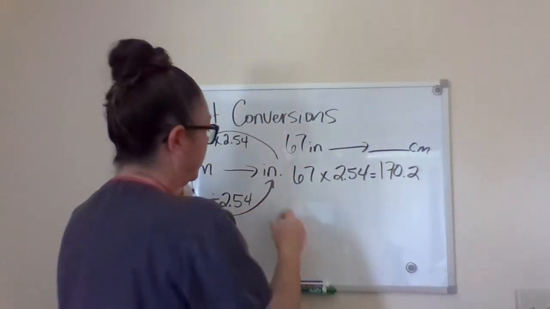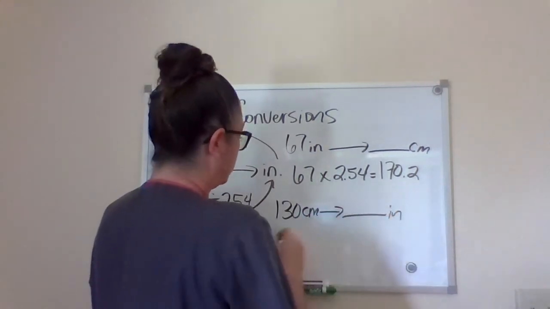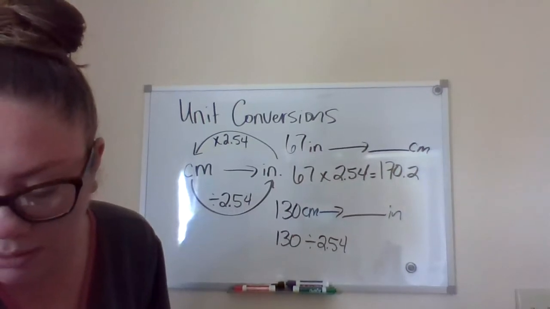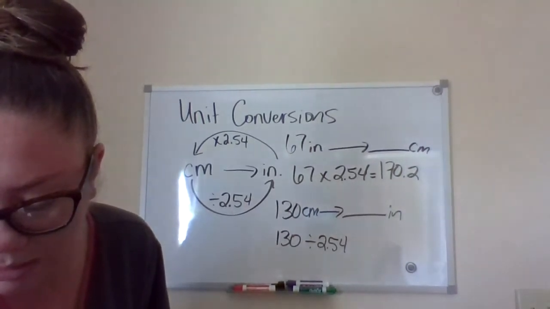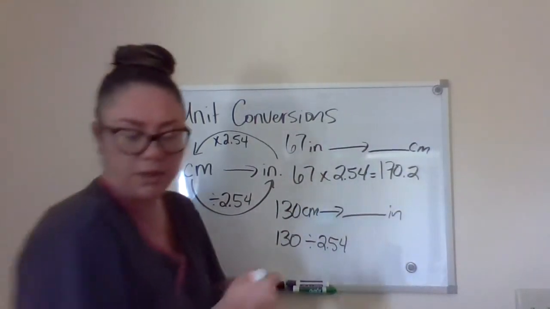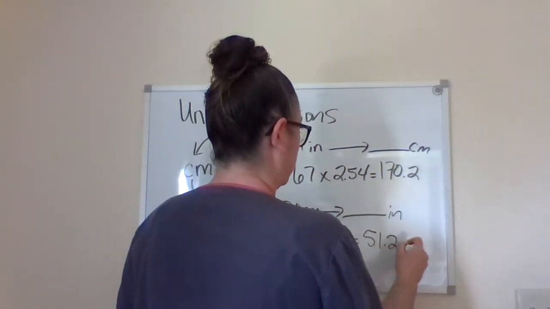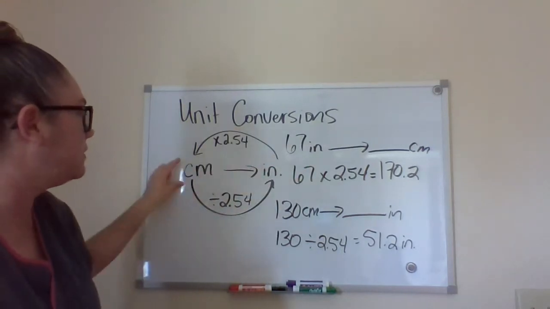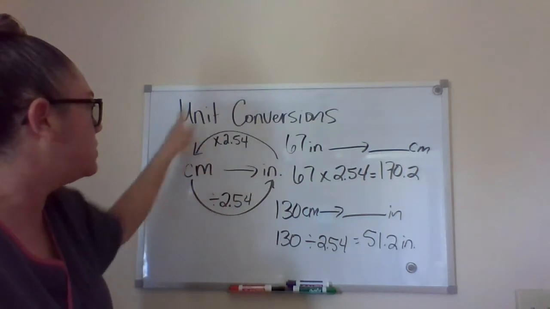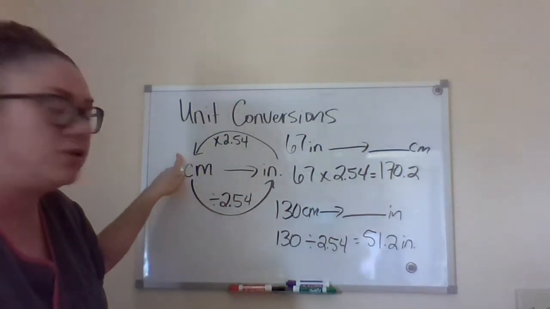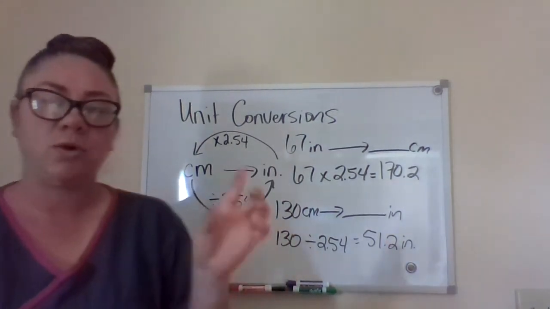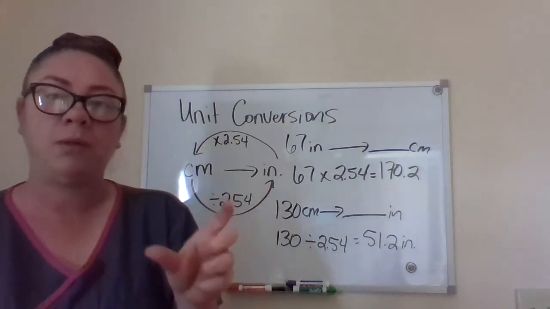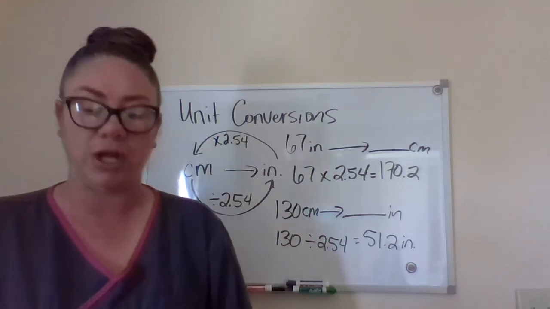If we had our number in centimeters, let's say 130 centimeters, and we want to convert that to inches, we're going to divide 130 by 2.54, and we get 51.2 inches. So either way, if you're going from centimeters to inches, you divide the centimeter number by 2.54. If you're going from inches to centimeters, you multiply your inches number by 2.54. The key here is that your centimeter number will always be larger than your inches number. Same thing in pounds and kilograms: your pound number will always be larger than kilograms. So that's a way just to double check yourself.